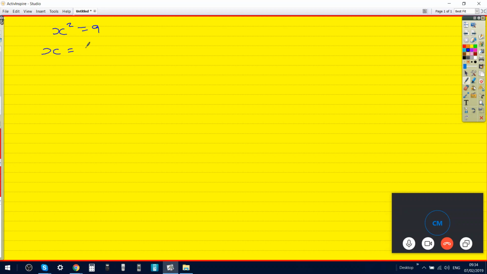I'm not sure the square root of 0. So what times what gives 0? So the square root of 0 is just 0. And then what about if x squared equals -1?